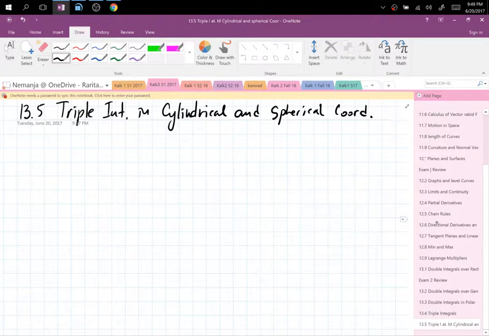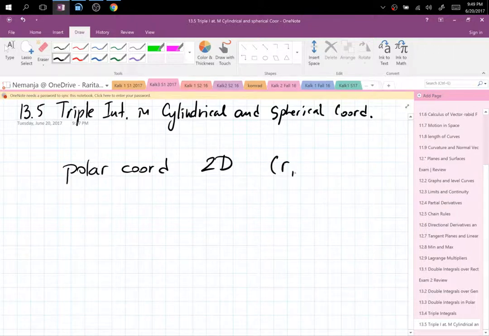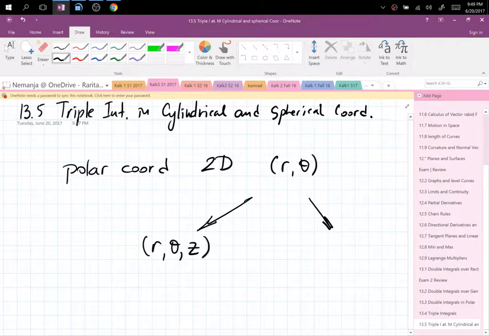So we know that polar coordinates are 2D, and we have r theta. Now the upgrade will be r theta z. So you take the polar coordinate circle you have and you straight up bring in z, which are these planes, z equals 0 for the floor and z equals, let's say, 10 for the ceiling. So this is z equals a and z equals b, and you can see clearly that we are getting cylinders in that case.